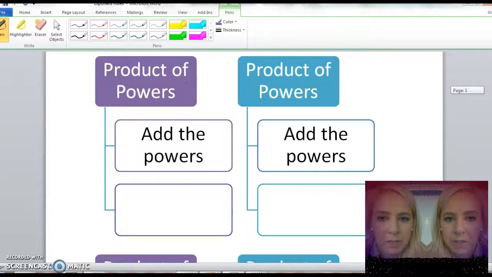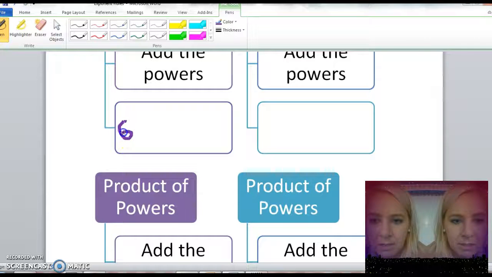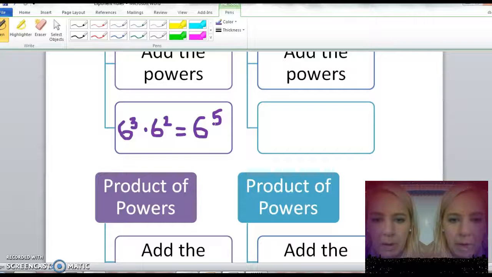So this is the product of powers rule. I'm going to do the best that I can to write on here. In our first example, we had 6, let's say to the 3rd power, times 6 to the 2nd power, or 6 squared. My base is 6, so that stays the same. I'm going to add my exponents, 2 and 3, to get 5. So 6 to the 5th power.